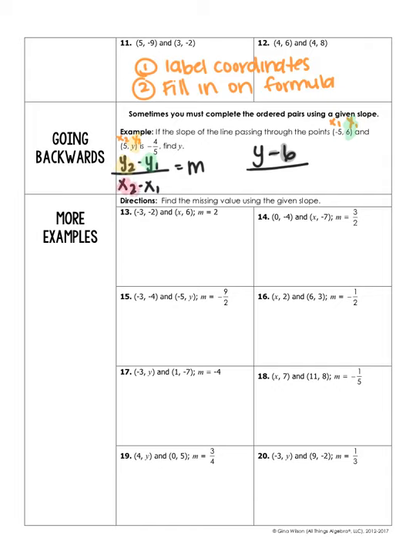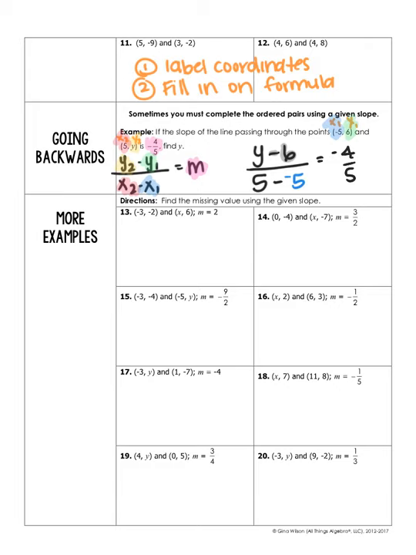It wants me to do x2. x2 is 5. And then minus x1. And our x1 we labeled was negative 5. And it tells us that the slope is negative 4/5. So I'm going to put that in for my m. So this whole thing equals negative 4/5.